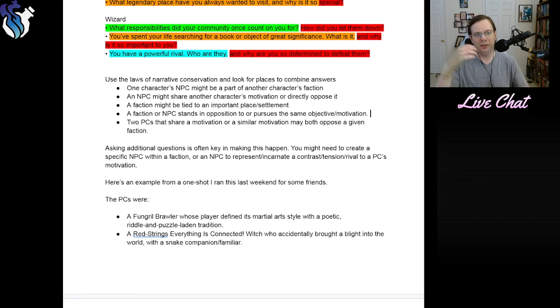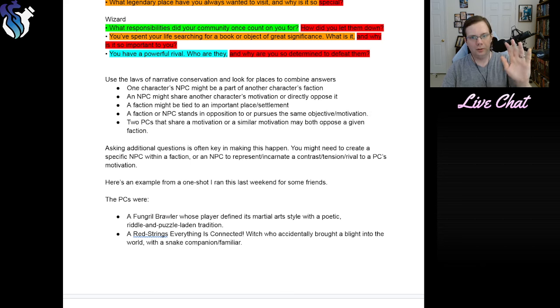And then two PCs might share a motivation or a similar motivation that both oppose a given faction, right? We go, okay, you created this faction, but they actually would oppose what you're trying to do, or do you think that you would be directly opposed to what they're trying to do? And we talk about how and why that is the case.